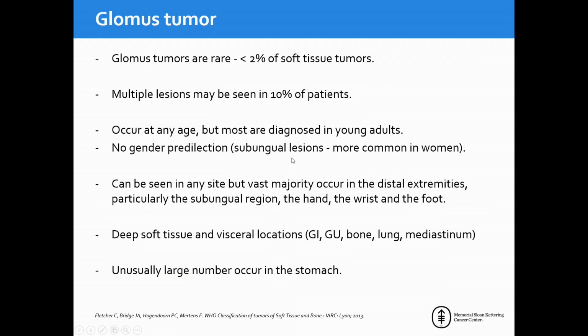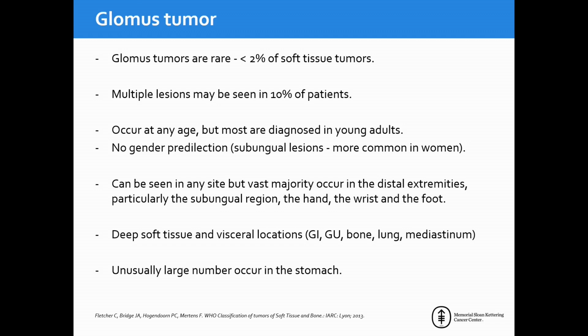Glomus tumors are rare, less than 2% of soft tissue tumors. They can be multiple in the same patient. They can occur at any age, but most are diagnosed in young adults. There is typically no gender predilection, except that the subungual lesions are supposedly more common in women. They can be seen at any site, but a vast majority occur in the distal extremities, particularly in subungual locations in the nail bed, the hand, wrist, and foot. They can also occur in deep soft tissue, and among the visceral locations, GI, GU, bone, lung, and mediastinum; pretty much anywhere glomus tumors can occur.